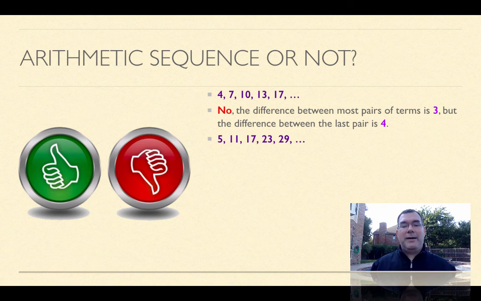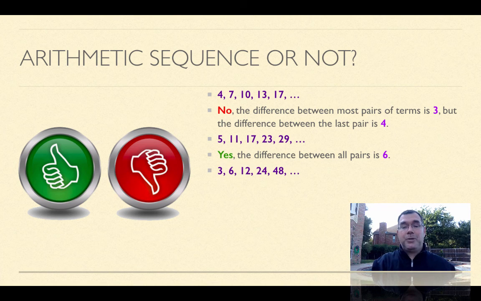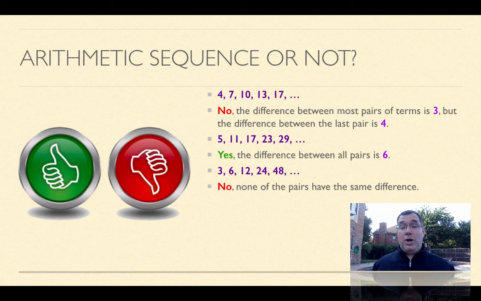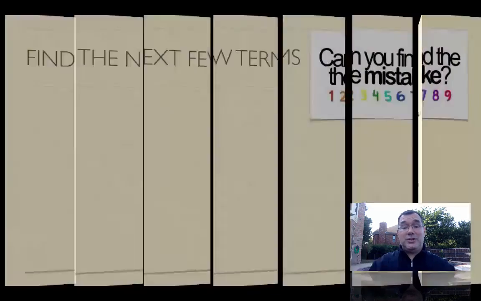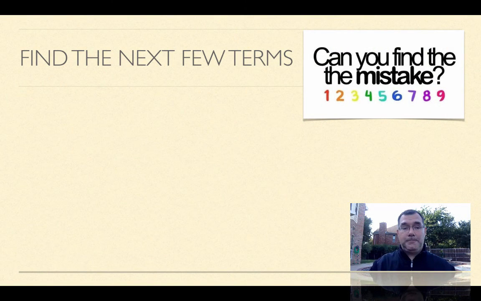Okay, now look at 5, 11, 17, 23, and 29. It looks like I'm going up by 6s constantly. So that is an arithmetic sequence, and the difference between all of the pairs is 6. 3, 6, 12, 24, and 48. There's no common difference at all. It actually looks like I'm multiplying each term by the same thing to get to the next term. That's a different type of sequence altogether. There's a name for that, but we will discuss that later this year. So for now, we'll just say, no, it is not an arithmetic sequence because there's no common difference at all.